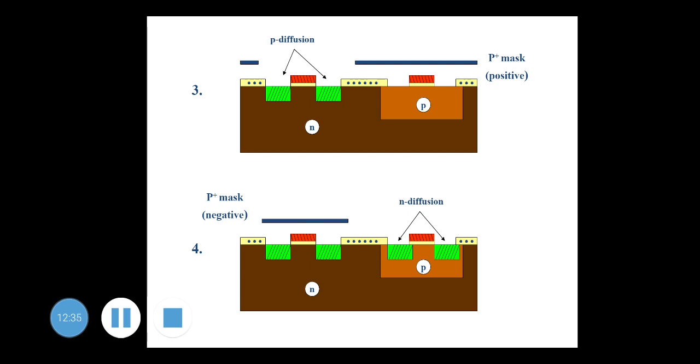A P plus mask is now used to define all areas where P diffusion is to take place. Then mask 5 is usually performed using the negative form of the P plus mask and defines those areas where N-type diffusion is to take place.